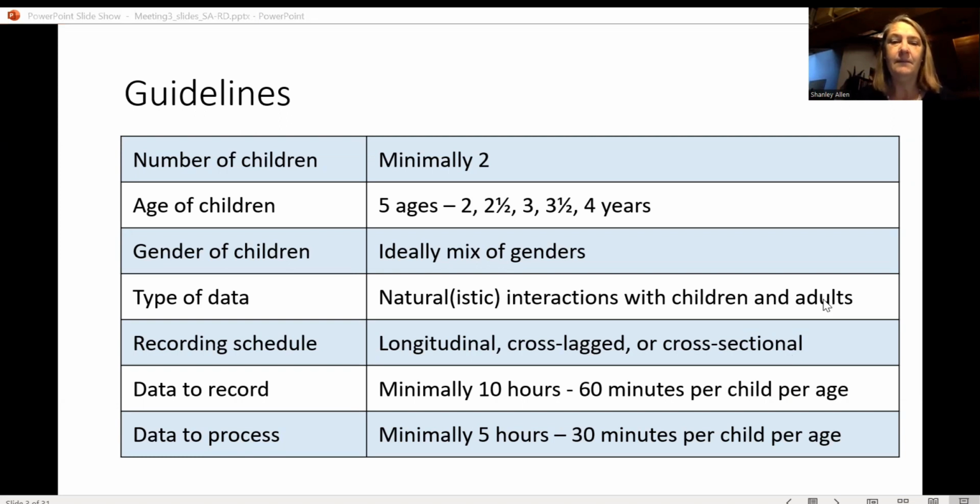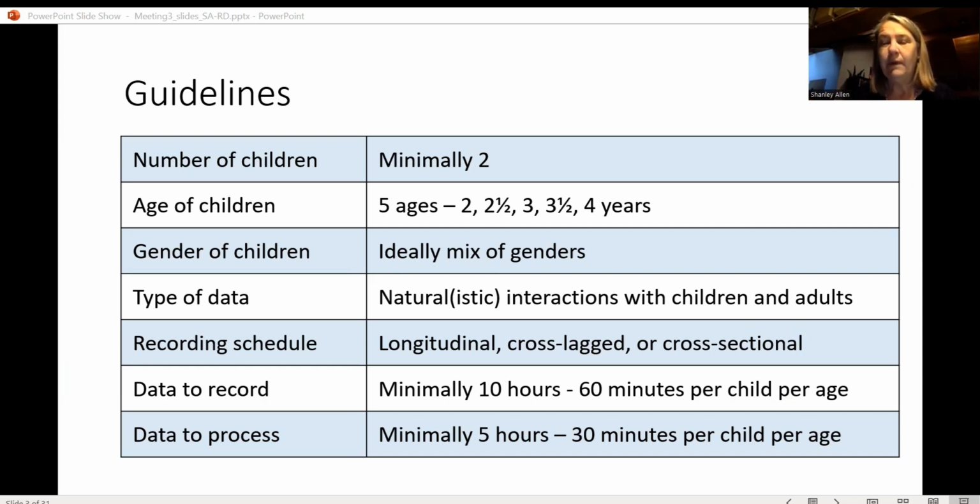And then the recording schedule could be longitudinal, and if you do, that would be the same children at each of the 5 data points, so then you'd need only 2 children. Or cross-lagged, so that means some children at more than one data point and then some children at other data points, but let's say 2 children at each of 3 data points and the other 2 at each of 2 data points, then you'd need a total of 4 children, something along those lines. Or cross-sectional, so you have different children at every data point, so then you'd need a total of 10 children.